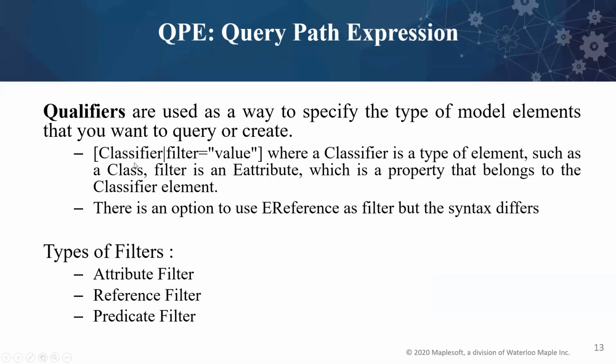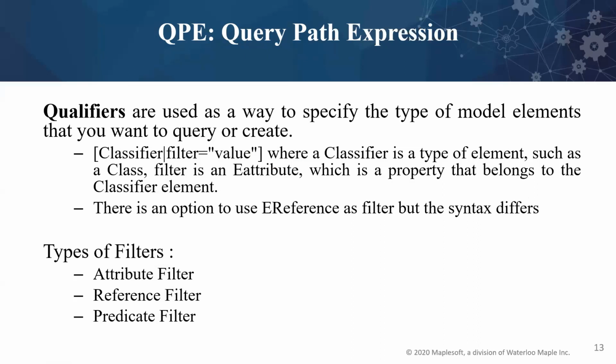Say, for example, I want to query the ports. The classifier will be a port in this case, and I want to filter it based on some interface that points to a certain interface block. So the way I'm going to define the qualifier is, I'll have the port, pipe, and then type is equal to the name of the interface block. This way, the result displayed to the user will be the port which matches that specific interface block name. So that's what a qualifier is.